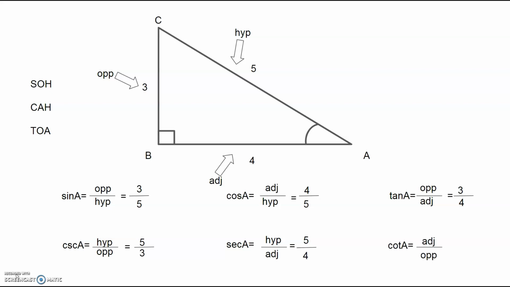And finally, cotangent is the reciprocal of tangent, so it equals adjacent over opposite. And thus, cotangent of angle A is 4 over 3.